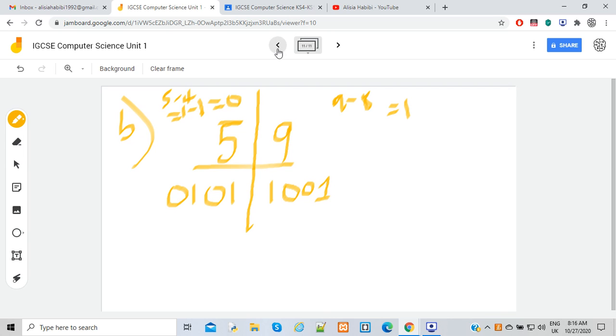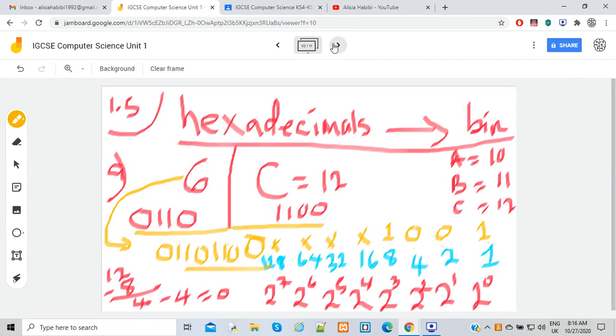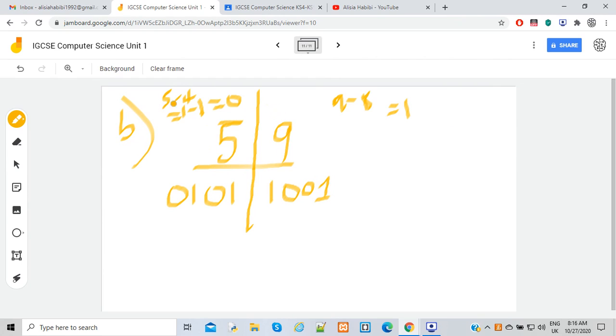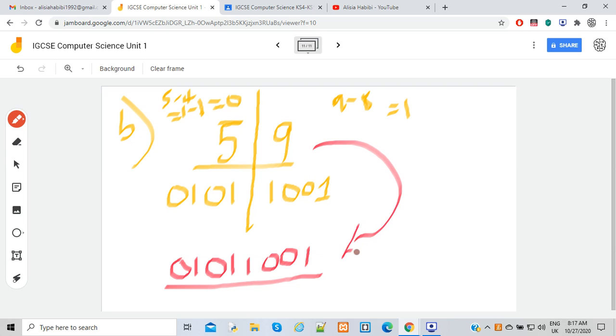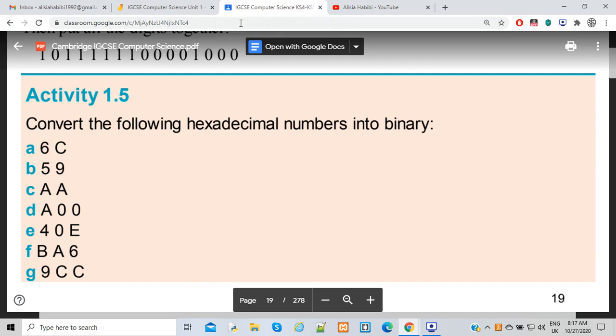So now we're going to do the last step. Once we've converted each of these hexadecimal digits into the respective binary, we're just going to join the whole binary groups into one. So our final answer is going to be 0101, and of course we're going to have 1001. So this is our final answer, converting this hexadecimal value into binary, guys.